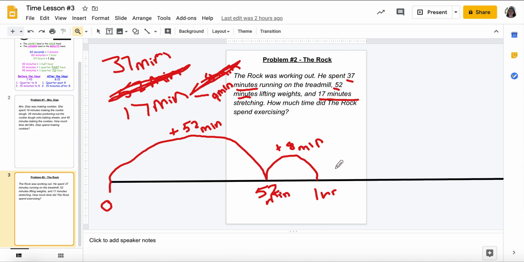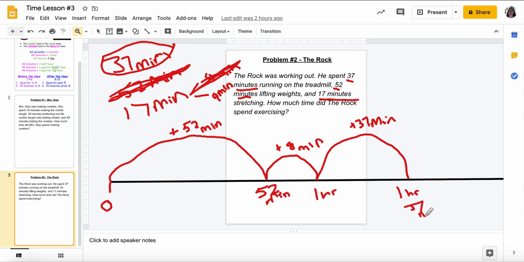What do I need to add next? Let's add that 37. Because then I'll be at 1 hour and how many minutes? 37, right? So I'm now at 1 hour and 37 minutes. Check that off. I've done my 37 minutes.